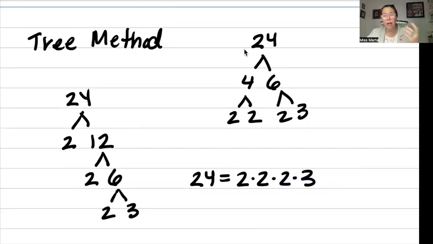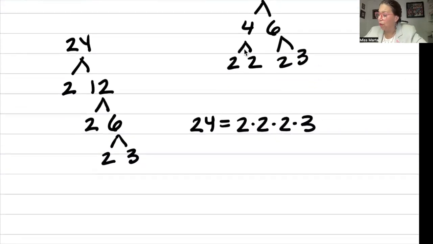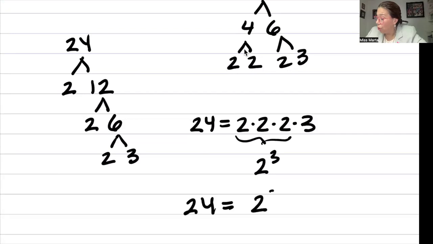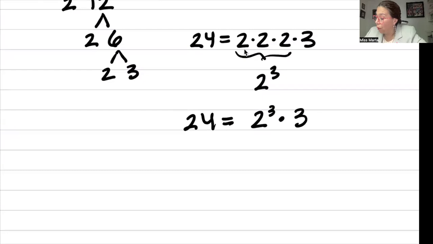One more thing on prime factorization is that you can simplify this prime factorization and write it in exponent form. So if you notice, I have right here 3 2s. They are multiplying with themselves. So that's the same thing as 2 to the 3rd power. So I could literally write 24 equals 2 to the 3rd power times 3. And this is what we would call exponent form.